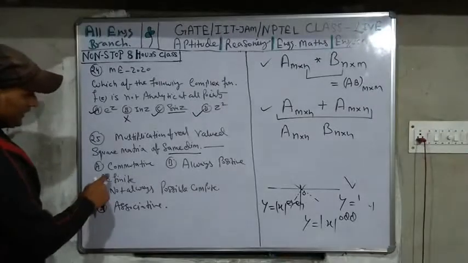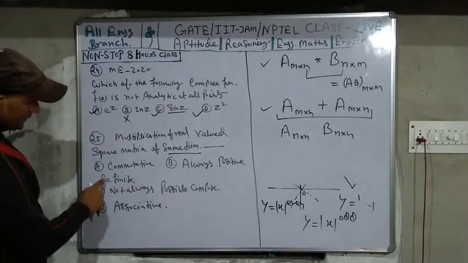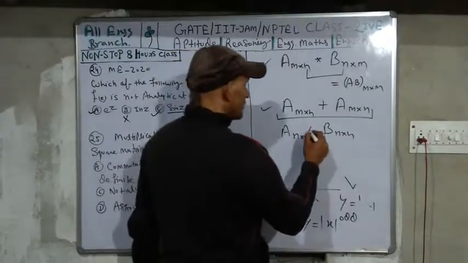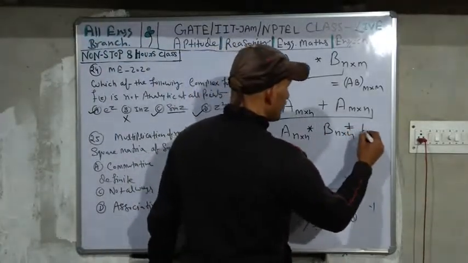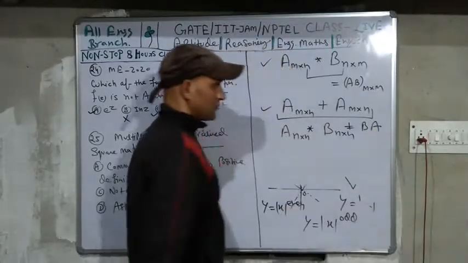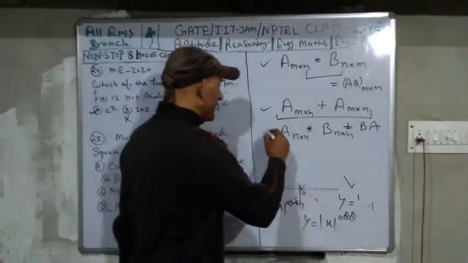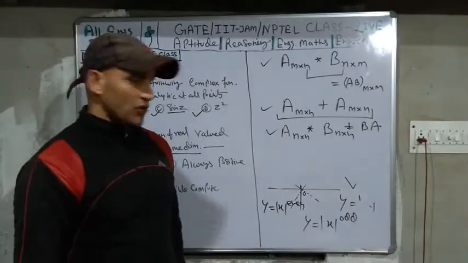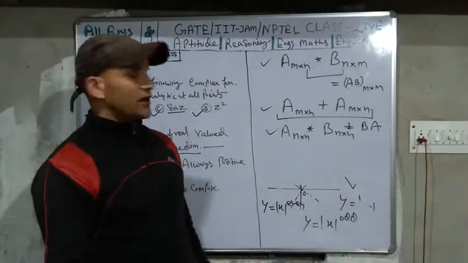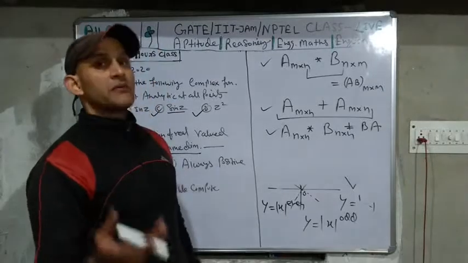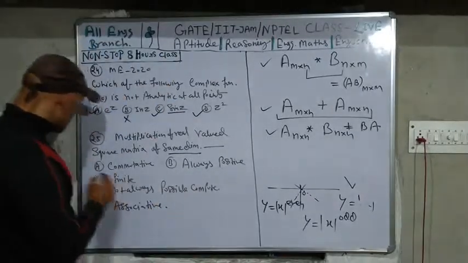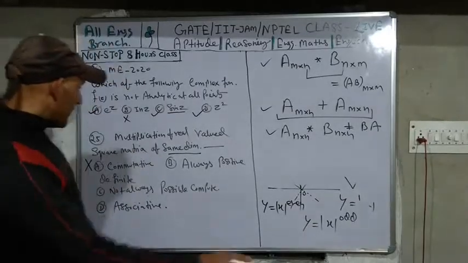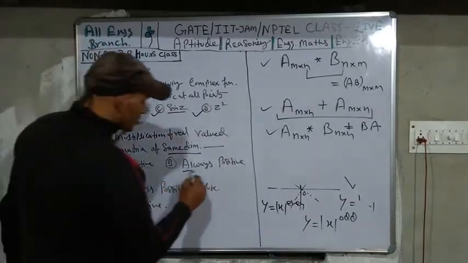It is commutative. You know that it is not necessary that A into B is equal to B into A. For matrix multiplication, A into B equal to B into A is not always possible. Maybe it can commute and maybe it cannot commute. So this is not the necessary and sufficient condition. So this is wrong.